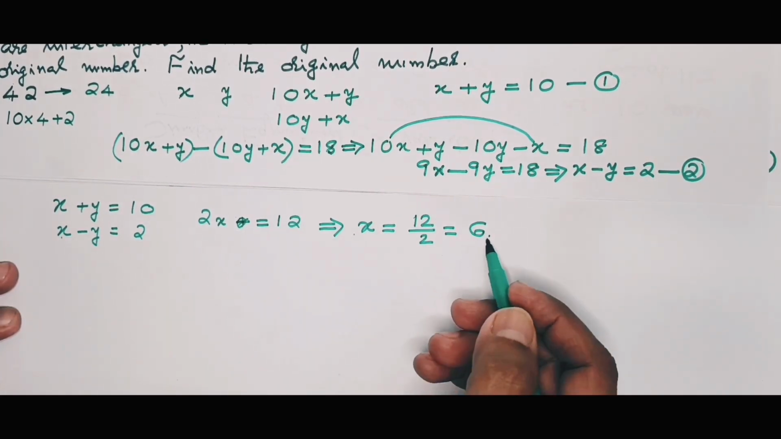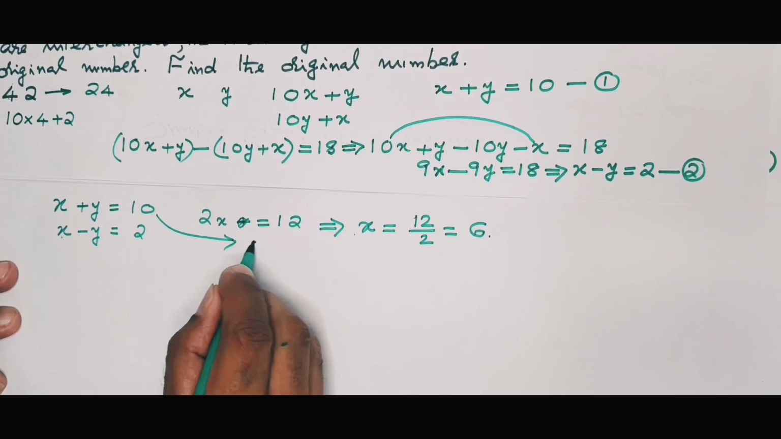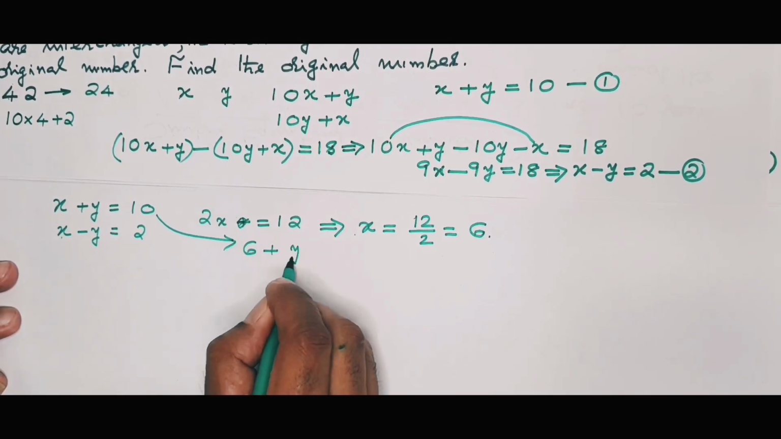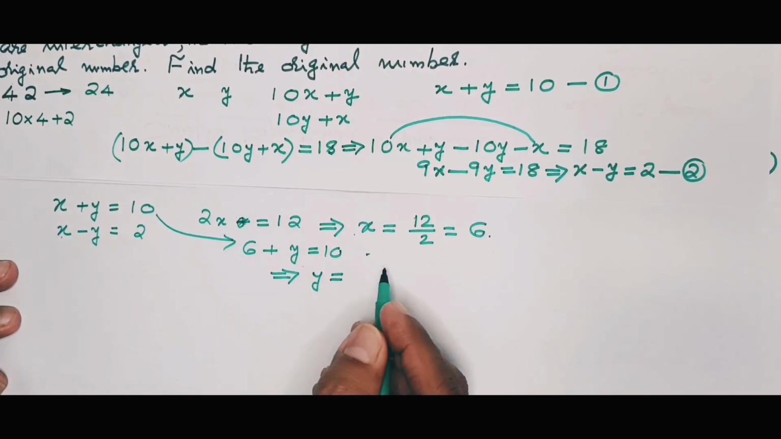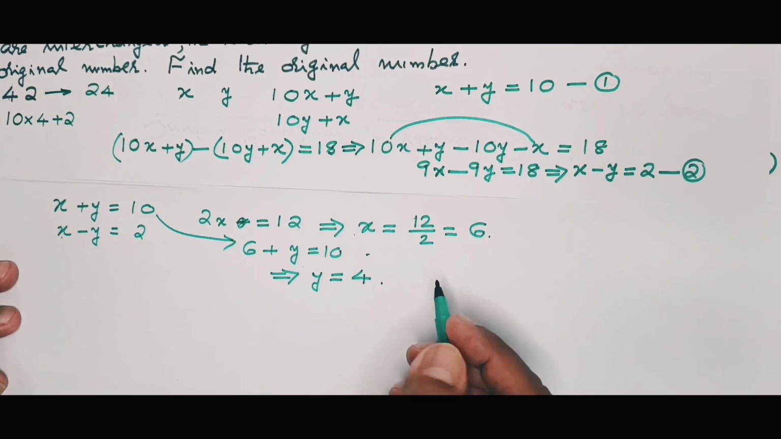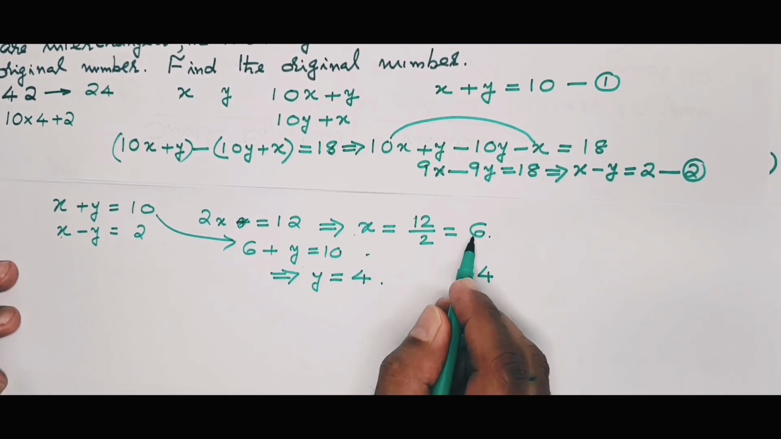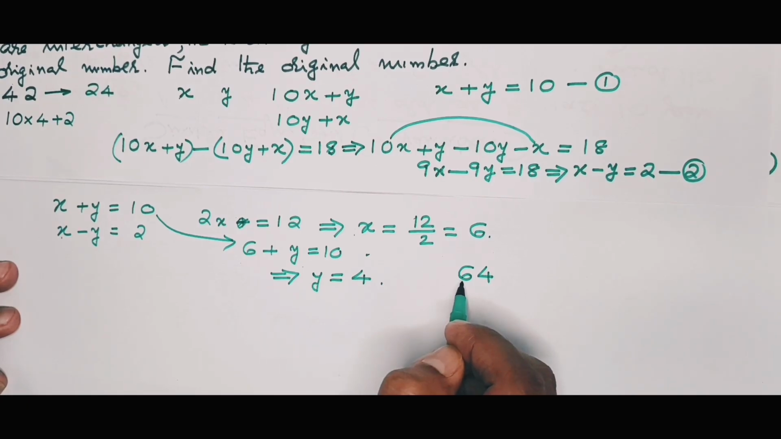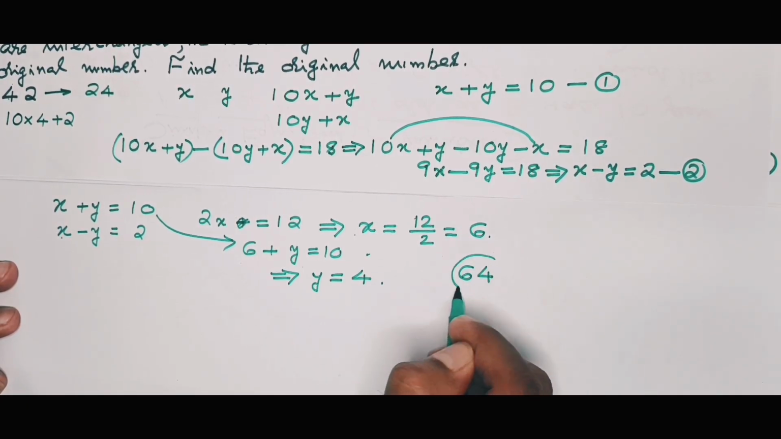Now to get y, substitute in this equation: 6 plus y equals 10. y equals 10 minus 6, taking 6 to the right side, which is 4. So what is the number? 64. x is the digit in the tens place and y is the digit in the units place. So the number is 64.